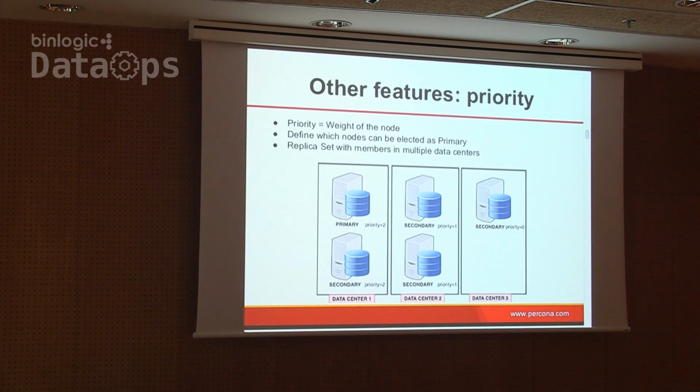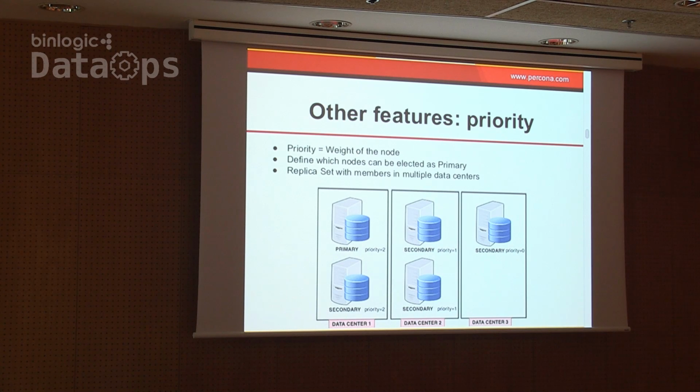Yeah, you have other features. So for example, we can define a priority on the nodes. We can define a parameter and give a weight to each single node in the replica set. For example, this is an example where we have 3 data centers with 5 nodes. We can define that this node has priority 2, this other node has priority 2, the other one has 1, and the 5th node in data center 3 has priority 0.